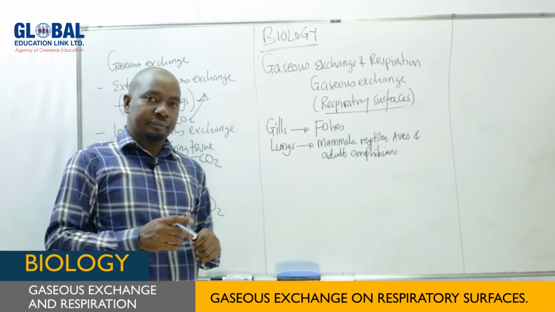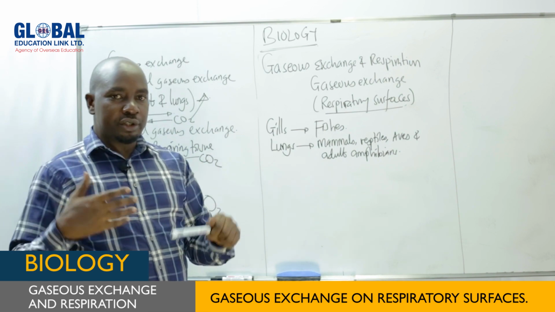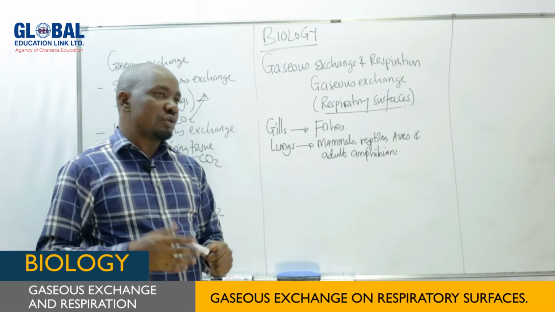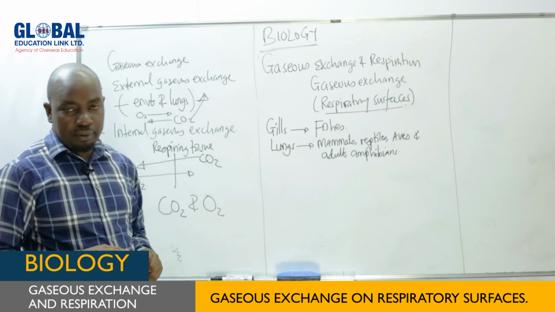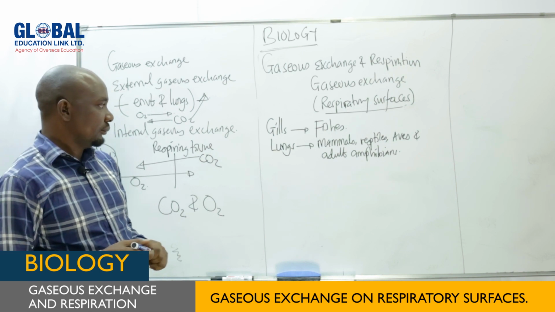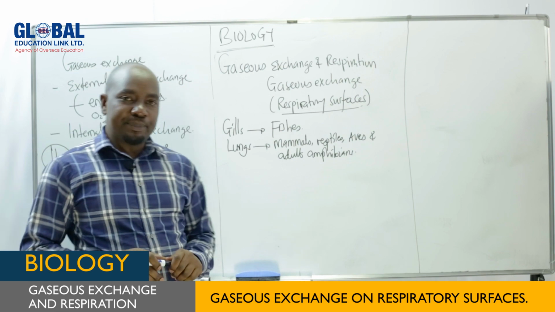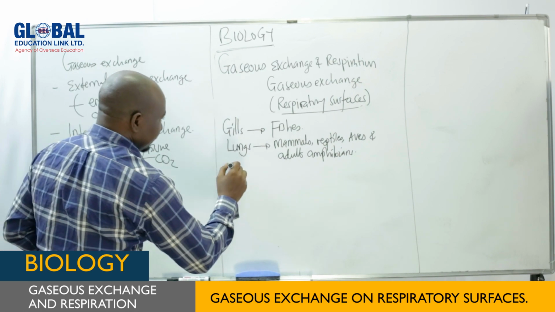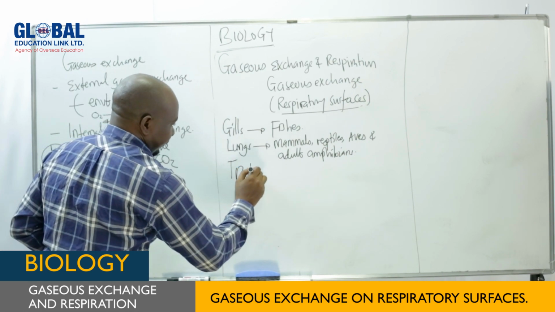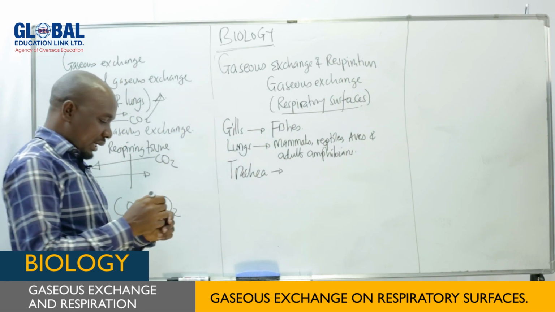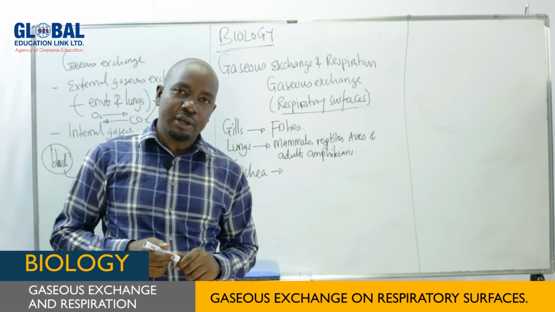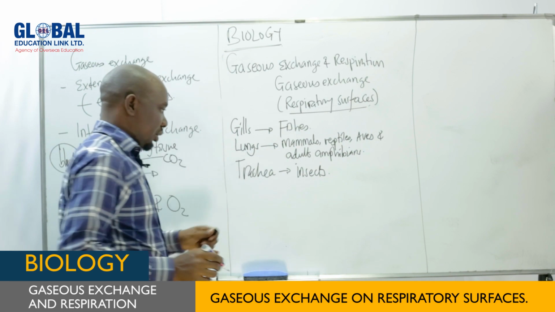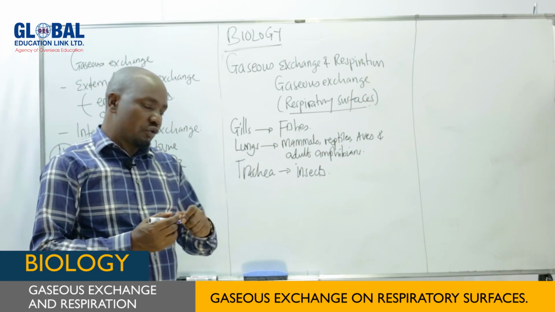So they use the lung to exchange the respiratory gases, to take in oxygen and take out the carbon dioxide as a waste product. Dear student, another respiratory surface is the trachea. The trachea is the respiratory surface used by all insects. So the insect respires by using the trachea system.